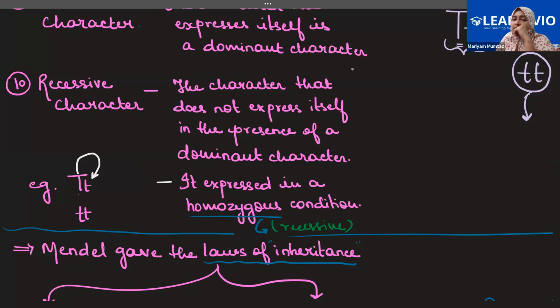But always remember that the recessive character can only and only express itself in a homozygous recessive condition. Because now in this condition, there is no one to mask it, right? So the homozygous recessive condition is when the recessive character will express itself. Any doubts up until now, students?